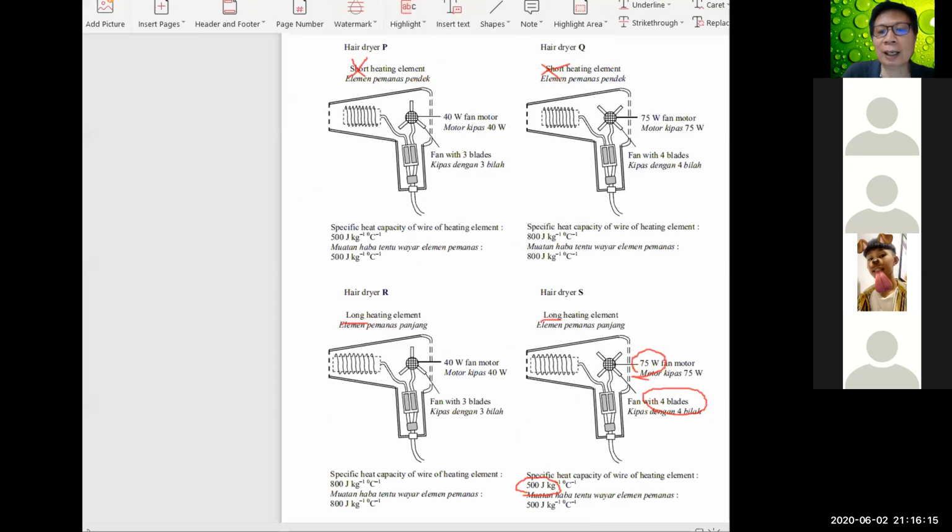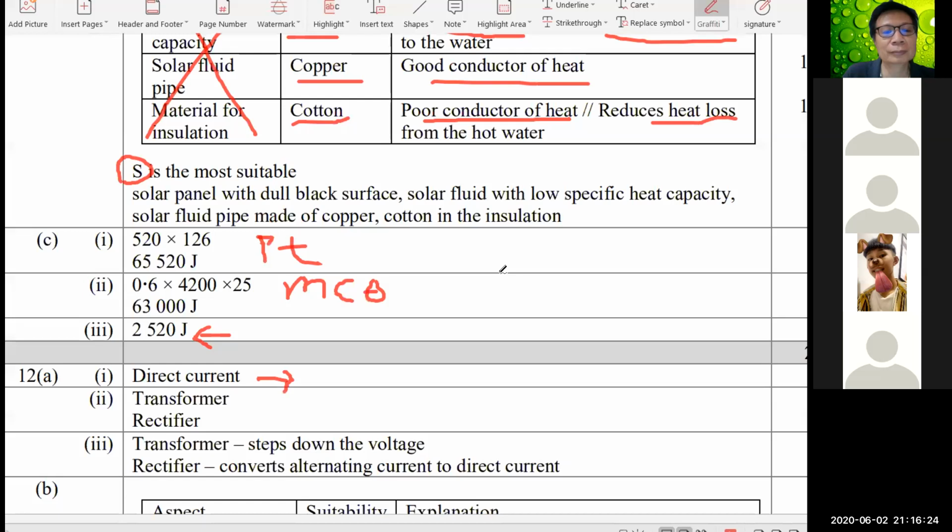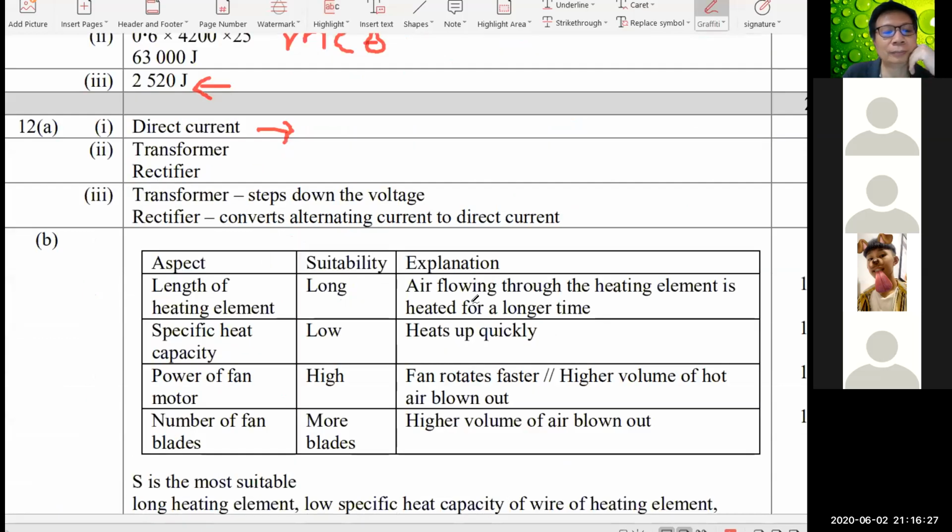Definitely, you answer this in table form, so we are going to choose S. Okay, so you see the answer. The answers are all here. Length of the heating element must be long. Choose a long one. Reason: when the wire is long, the air flowing through the heating element is heated for a longer time, so it becomes hot.